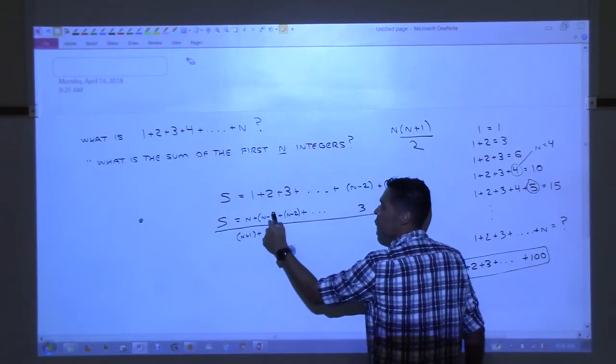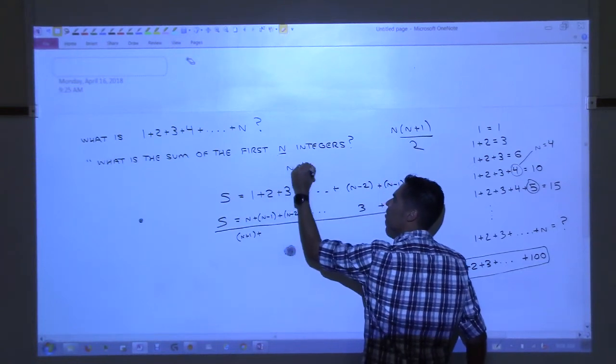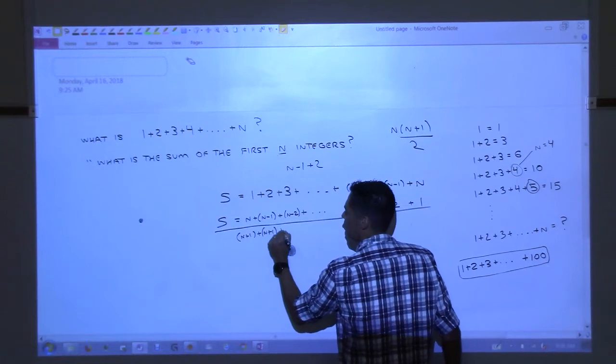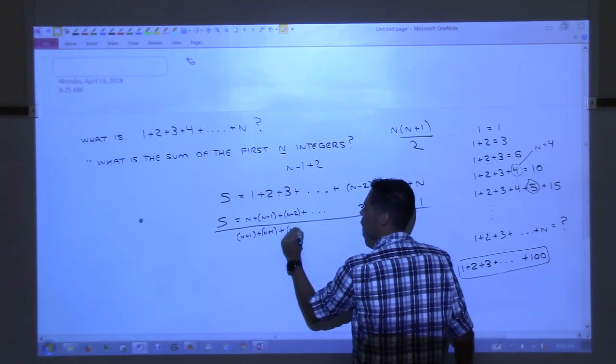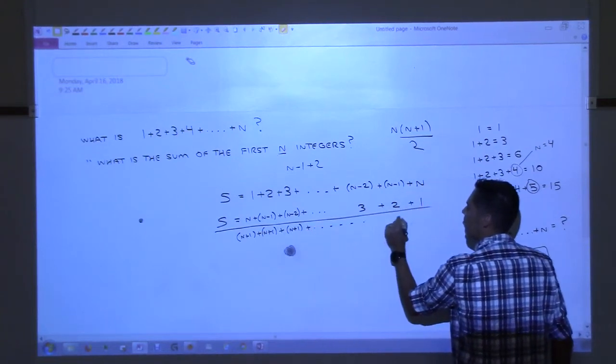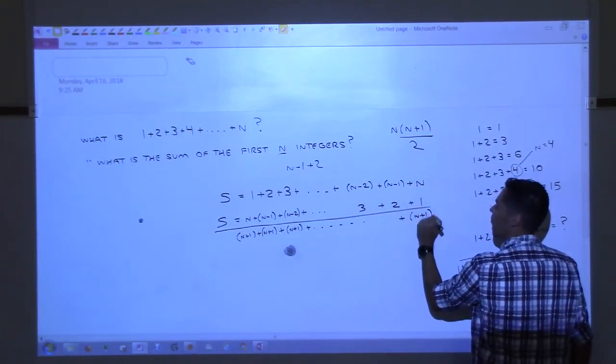Plus n minus 1 plus 2. n minus 1 plus 2 is still n plus 1. Next one, n minus 2 plus 3 is still n minus 1, or sorry, n plus 1. And then all the way down to the very last one, which is n plus 1.